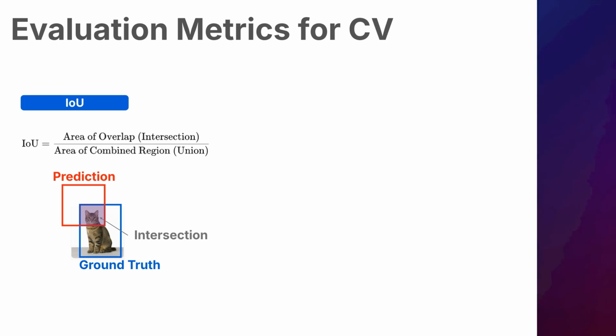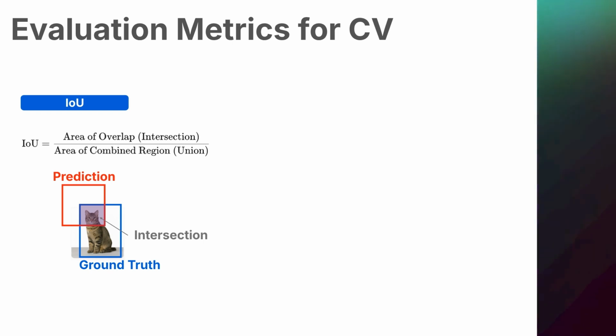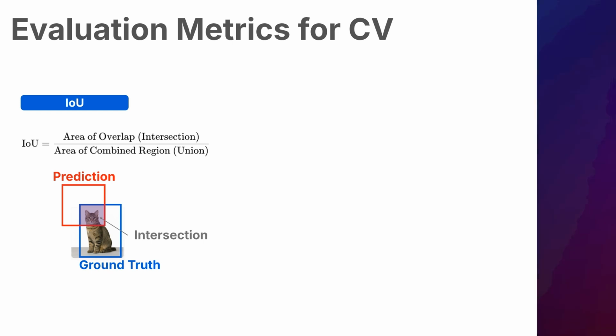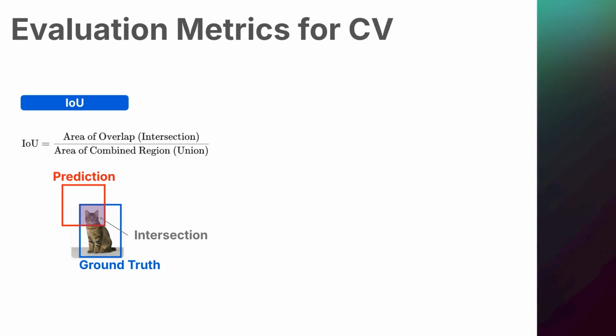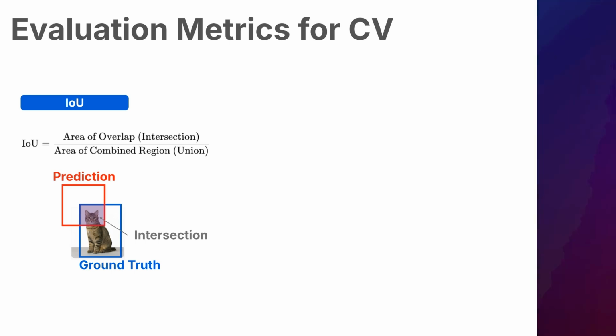Where these two boxes overlap is labeled intersection. This is the part that both the ground truth and the prediction agree on. It means the model correctly found this part of the object. Now, IOU, which stands for intersection over union, is a score that tells us how much the predicted box overlaps with the correct one. It is calculated by dividing the area of the overlap by the total area covered by both boxes combined.